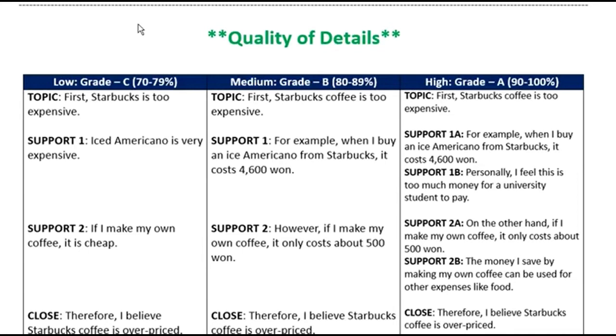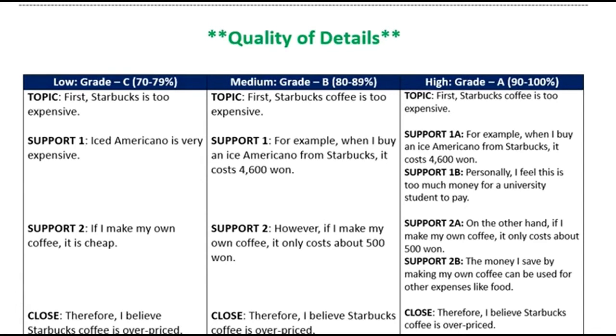If you're aiming high, here's what you could do. First, Starbucks coffee is too expensive. Okay, for example, when I buy an iced Americano from Starbucks, it costs 4,601. However, if I make my own coffee, it costs about 501. Therefore, I believe Starbucks coffee is overpriced.